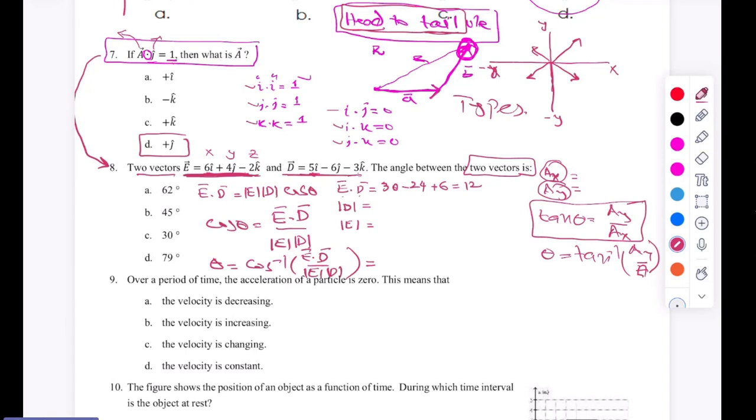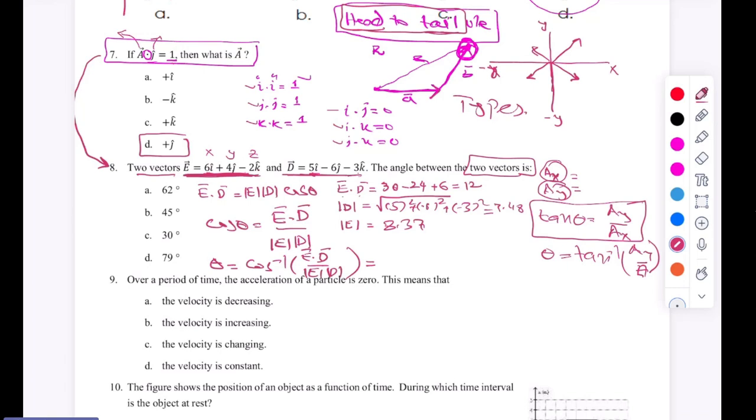If you have the magnitude D, so D is square root of 5 squared plus negative 6 squared plus negative 3 squared. So this is how you find the magnitude of any vector. The magnitude of this is 7.48. And similarly, you will find the magnitude of this, which is 8.37.